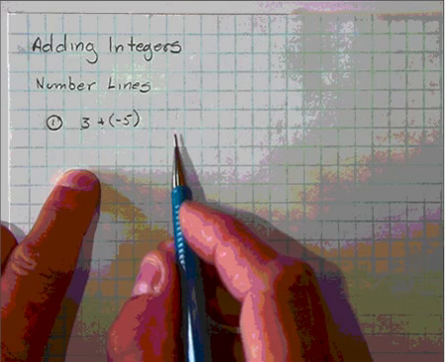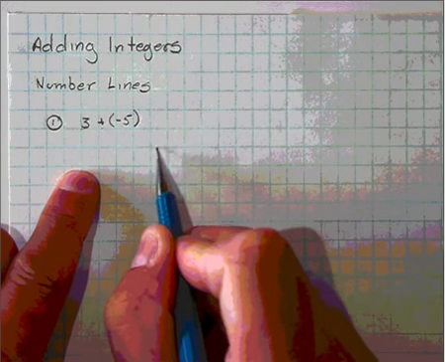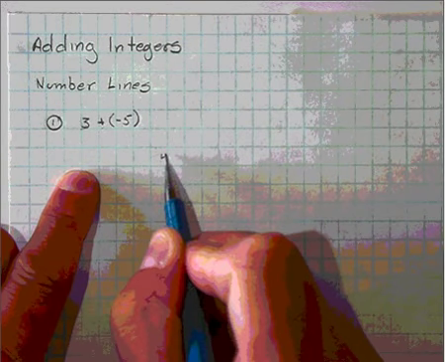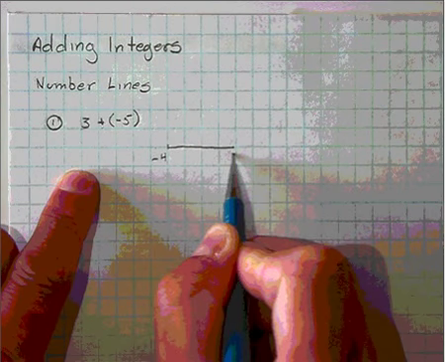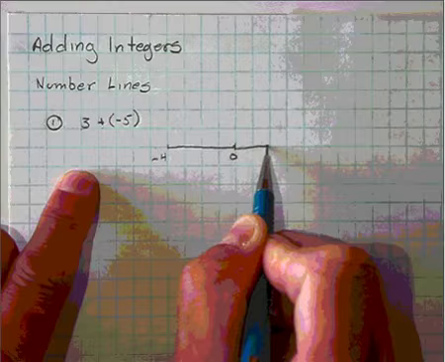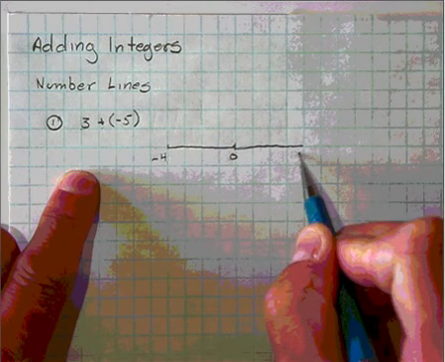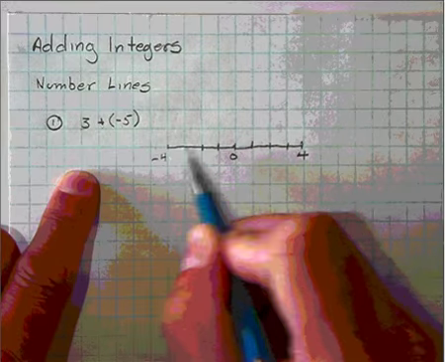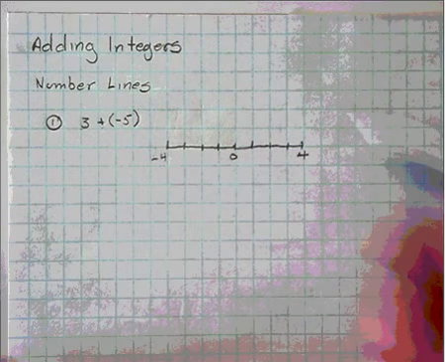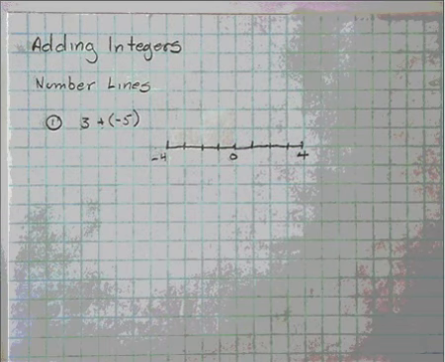Now, if I'm using a number line, I'll start here with a negative 4. So like I said, the graph paper makes it a little bit easier. It doesn't make a difference to me, though. If you have it or not, does not make a difference.